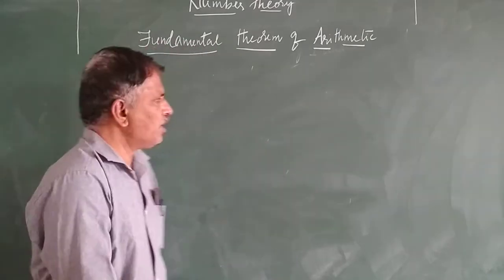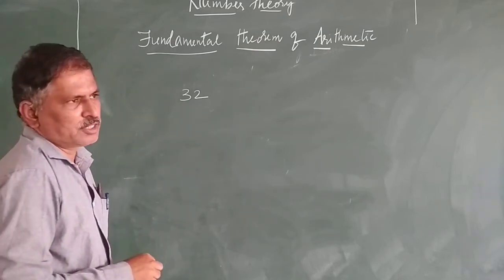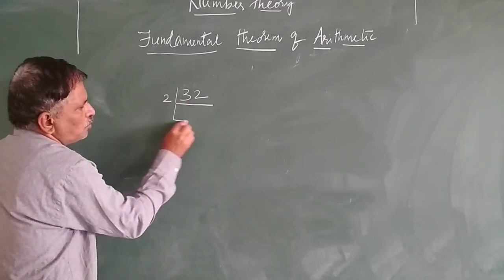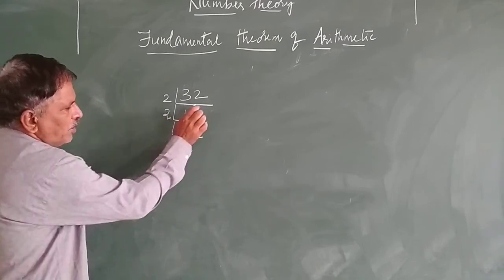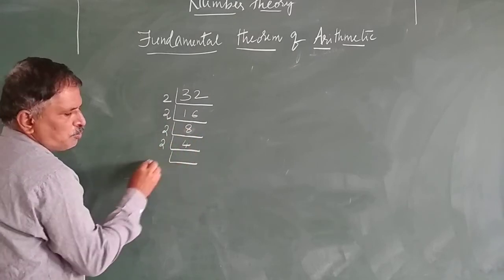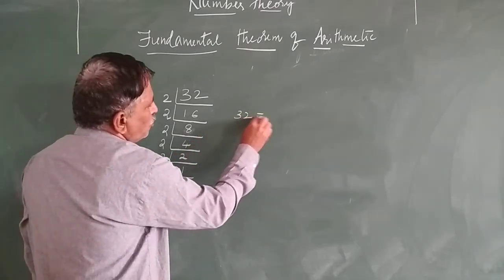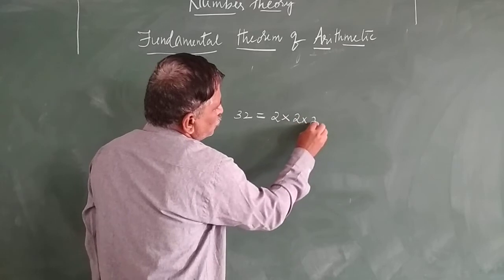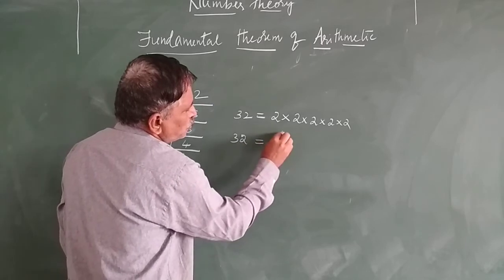For example, if I give 32, you are supposed to find the prime numbers. What do you do? You will go with the LCM method, is it not so? 2 16s are 32, 2 8s are 16, 2 4s are 8, 2 2s are 4, 2 1s are 2. So what do you write? 32 is equal to 2 into 2 into 2 into 2 into 2. So 32 is equal to 2 to the power of 5.